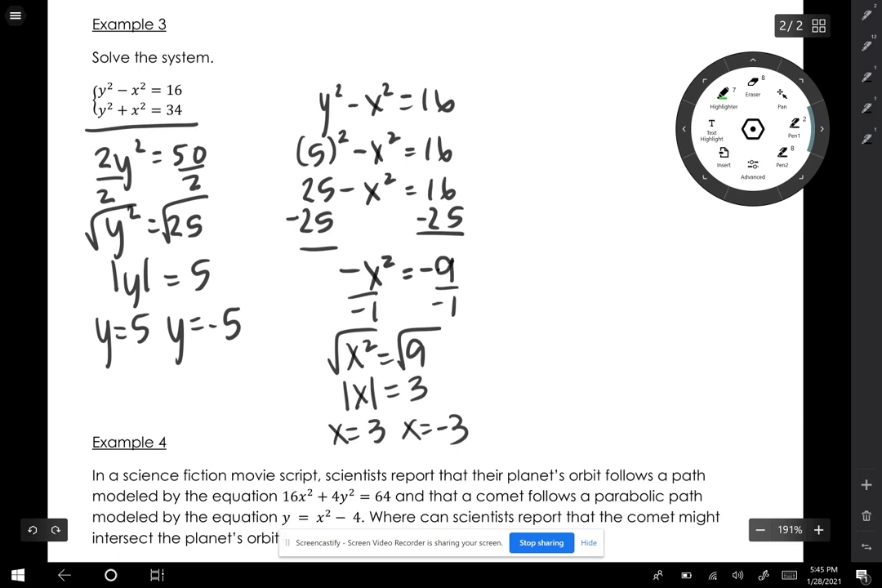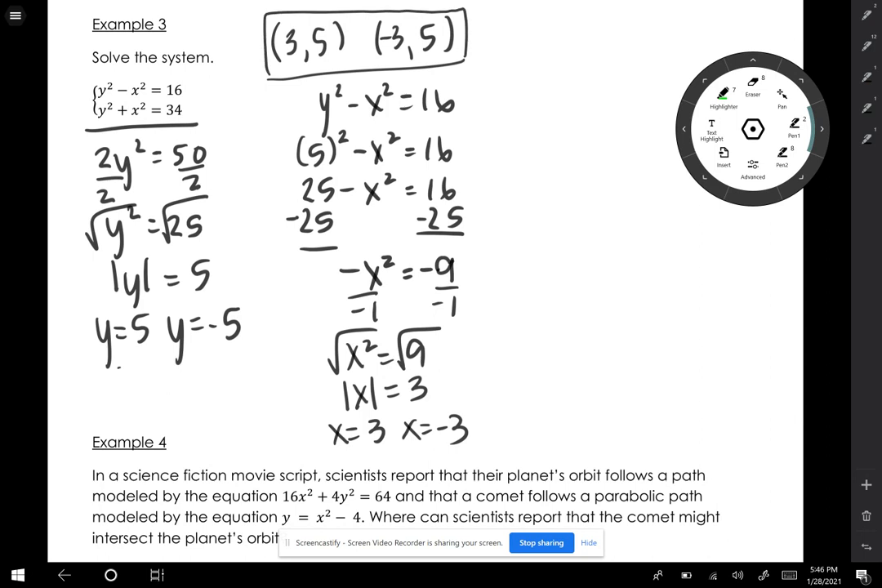So what does this mean for our points? What this means is we're going to have two of them. One is when x is 3 and y is +5, and then the other one is when x is -3 and y is +5. So the y value 5 had two possible points from it. We're going to do the same process with -5 for y. So I'm going to replace y with -5.